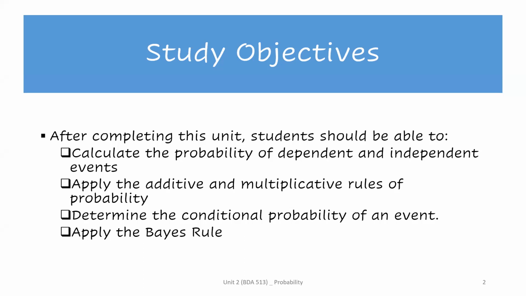All right, so after completing this unit, you should be able to calculate probability of both dependent and independent events. We'll know how to apply additive and multiplicative rules of probability, and also work out conditional probability of an event and apply the Bayes rule.